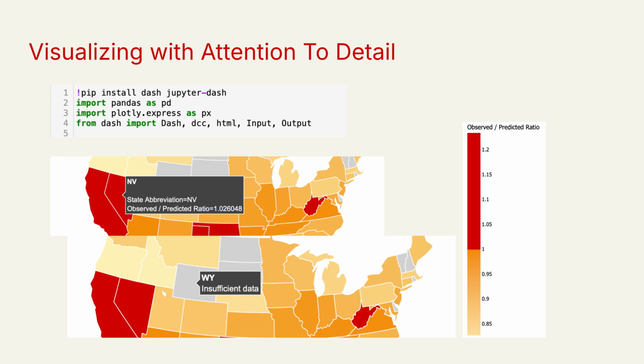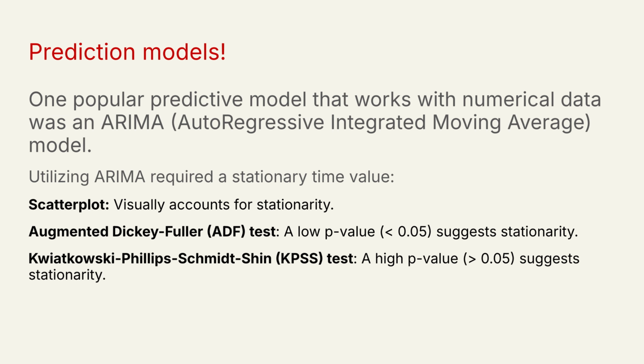Here we paid attention to details, where we have insufficient data, it is displayed as insufficient data for clarity, and exact ratios as well. One prediction model that is commonly used is the ARIMA model, and we put this into our visualizer. ARIMA requires a stationary time value, and you can check it with these tests in Python as well.